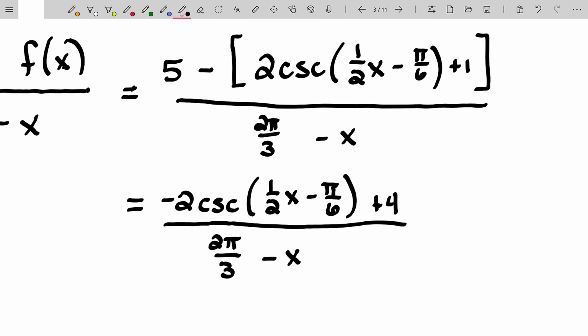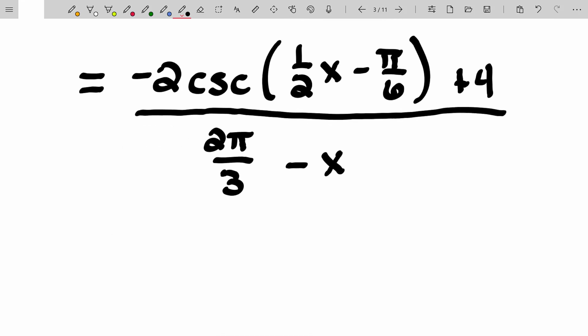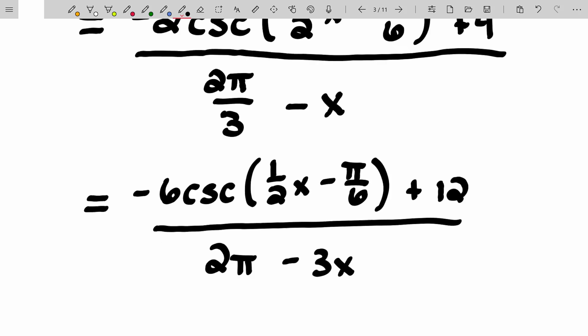And finally, I'm going to go ahead and multiply numerator and denominator by that 3 because I dislike compound fractions. Most people will dislike compound fractions, so get used to cleaning up compound fractions like this. Multiplying both top and bottom by 3, we get the following. And there you have it.